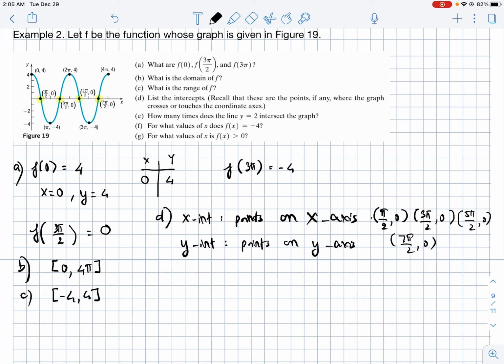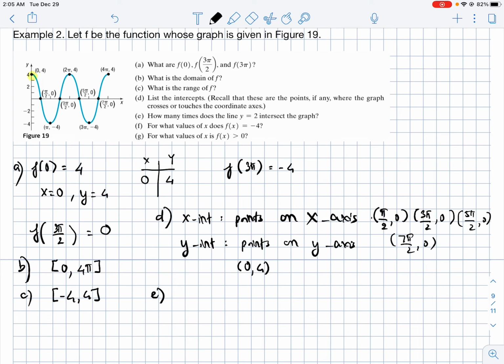So you notice that the x-intercept has the y part 0, and the y-intercept is the point on y. So the point on y, we have this point, and that's it. We only have one point on y. The answer is (0, 4). So the y-intercept has the x part 0.